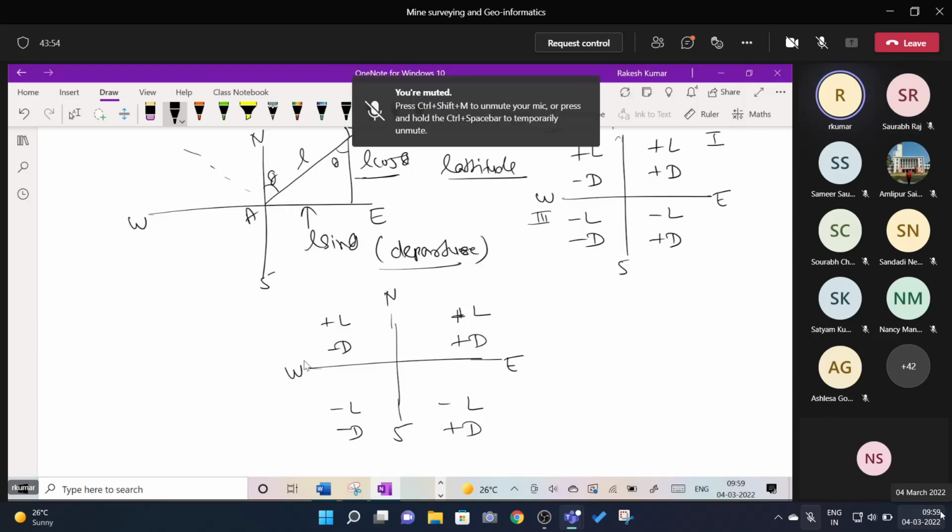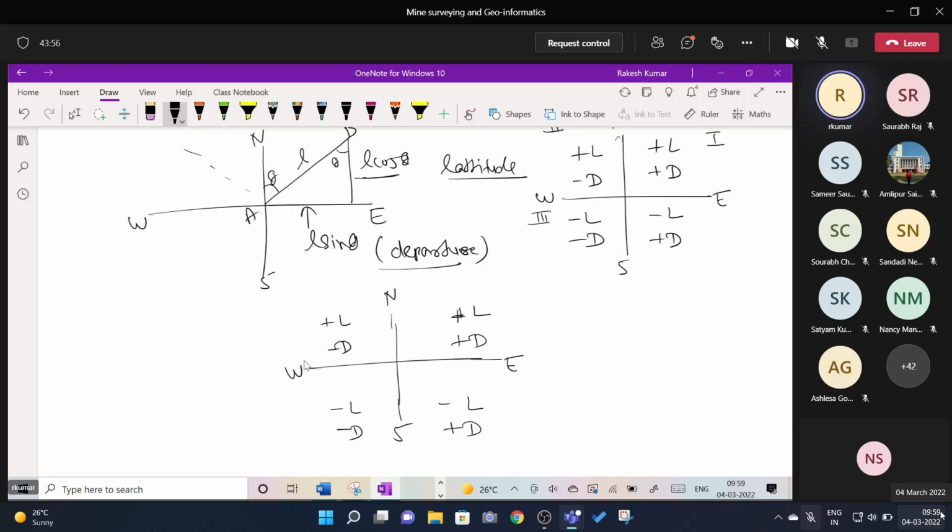Yes, okay. Anybody can repeat? North side, all latitude should be positive, and southern side, all latitude should be negative, and east side, all departures should be positive, and west side, all departures should be negative. You remember this concept, otherwise there can be a problem in the numerical.